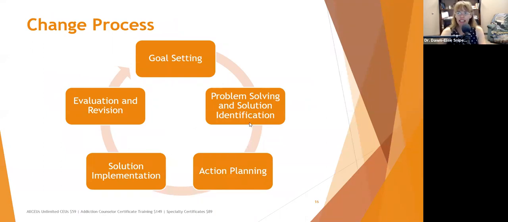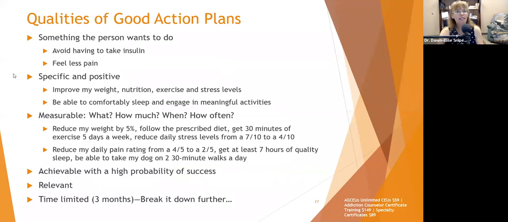In the change process, we have goal setting, problem solving, solution identification, action planning, solution implementation, and then evaluation and revision. Qualities of good action plans. It's something the person wants to do. For example, if somebody wants to avoid having to take insulin or to feel less pain, all right, so that's a good place to start. They're motivated to do it. It needs to be specific and positive.